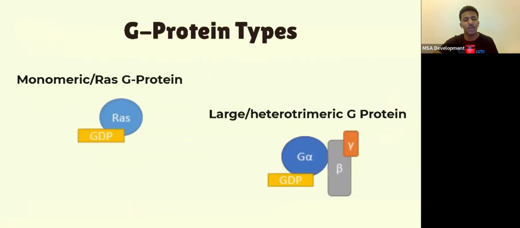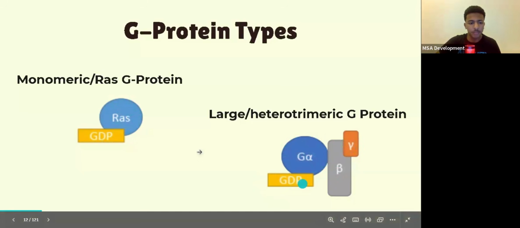Okay. So we have 2 types of G proteins. The first one is the monomeric or RAS G protein, and the second one is the large or heterotrimeric G protein complex. In the first one, we have one monomer or one subunit, which is the RAS subunit, and it's bound to a GDP. In the second one, we have 3 subunits, G alpha, G beta, and G gamma, and the G alpha is bound to the GDP.